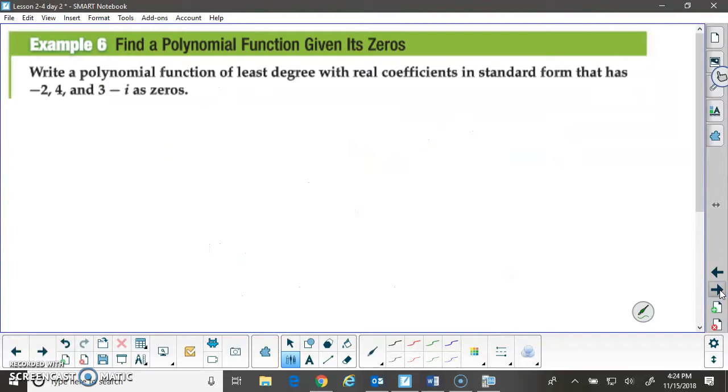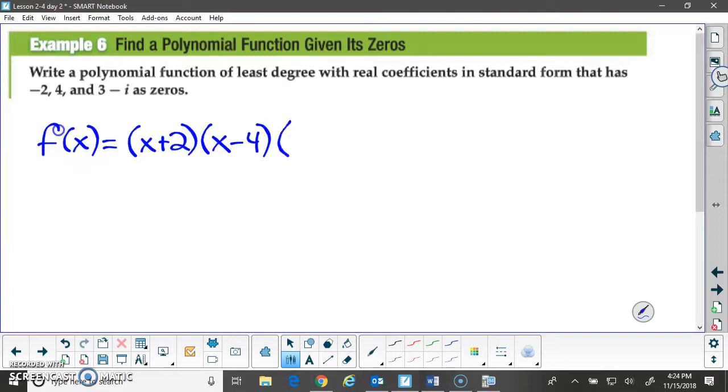Second example, same type of problem. It says, write a polynomial function of least degree with real coefficients in standard form that has the given zeros. So since there's a 0 at -2, we're going to write x plus 2. Since there's a 0 at 4, we're going to write x minus 4. Since there's a 0 at 3 minus i, we're going to write x minus 3 plus i. Remember, you're always using opposites with your zeros.